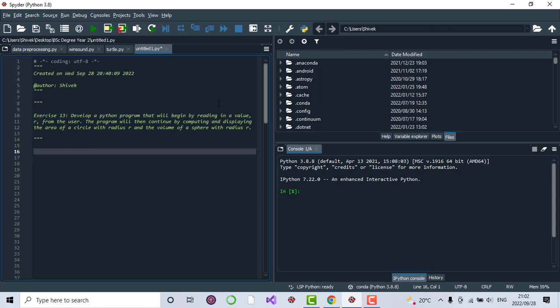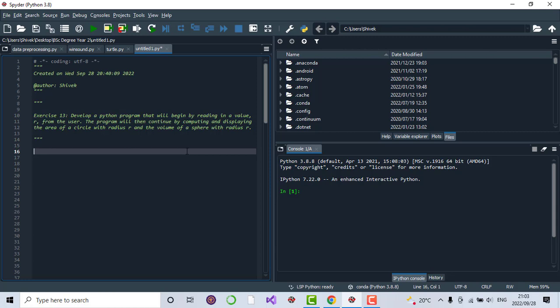Okay, guys, so looking at this program at face value, we can see it is a very interesting one. They are asking us to find the area of a circle and the volume of a sphere. So a circle is 2D and a sphere is 3D. The important logic involved in this program will be our maths equations.